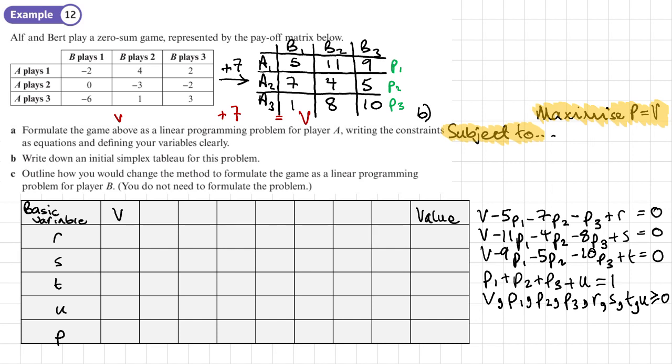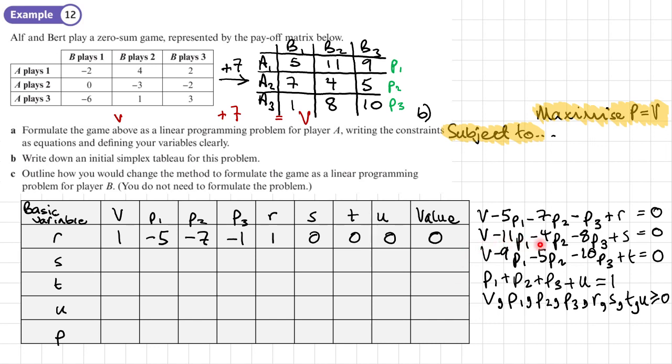The variables that we have in our equations are V, P1, P2, P3, R, S, T and U, and all you need to do is to go through each equation and write down the coefficients of each one in the table. So if we start with the first one, we have V, 1V, we have minus 5P1, so negative 5, negative 7P2, negative P3, so just negative 1, we've got an R, no S, no T, no U, and its value is 0 because it's equal to 0.